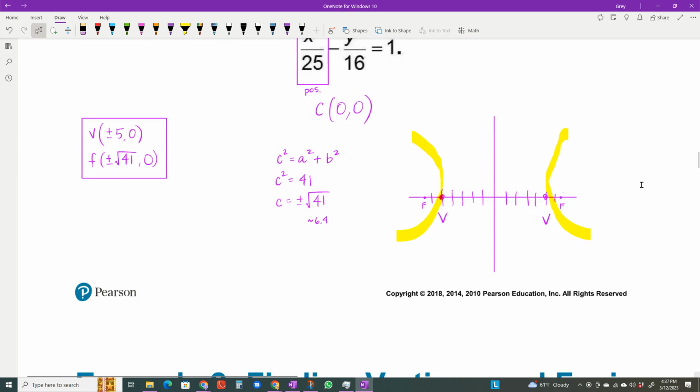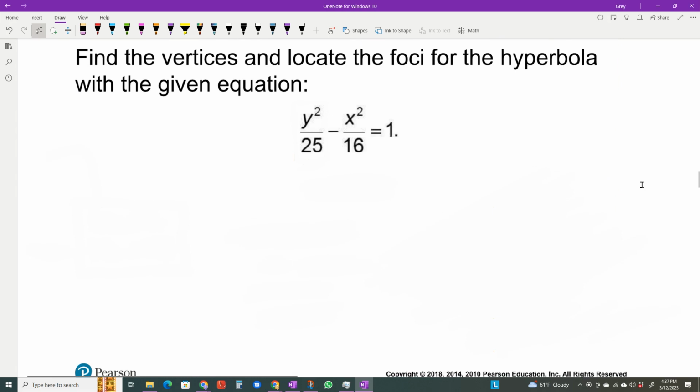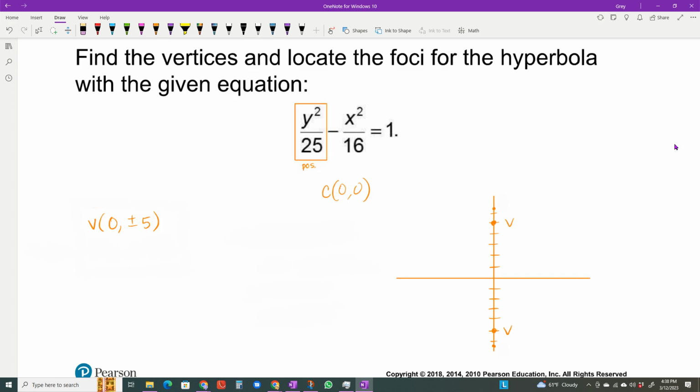Okay, let's look at a different orientation. Find the vertices and locate the foci for the hyperbola with the given information. So again, my center is at the origin. But notice the 25 is under y squared. So this time when I graph it, I'm graphing my 25 up and down. That's going to be a vertex, and that's going to be a vertex. So my vertices in this case are 0 plus or minus 5, because this is my positive term.